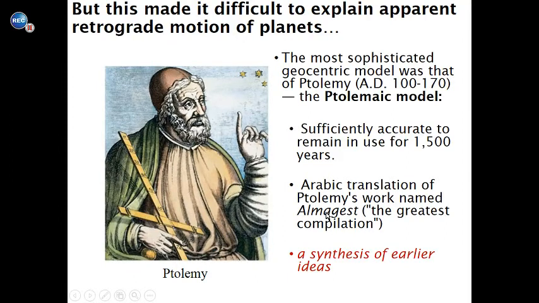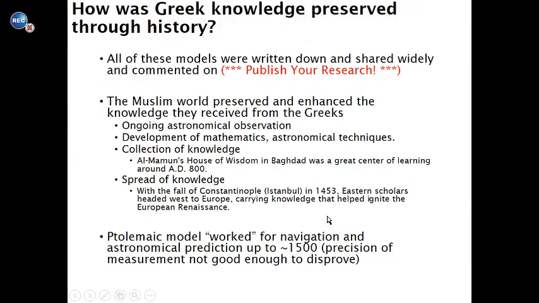There's an Arabic translation that survives of his model, and basically he published his research, and it was shared widely, and it went to several civilizations, and in particular the Muslim world kept libraries, kept records, and kept doing astronomical observation, kept testing the model, kept using it for navigation, and continued to spread it. And so the model worked, and it worked for up to 1,500 years, and it worked good enough that people kept using it. Just because it didn't describe the solar system doesn't mean that it wasn't useful.